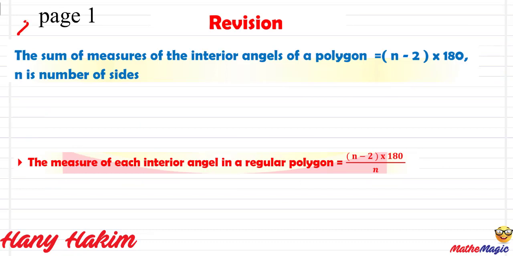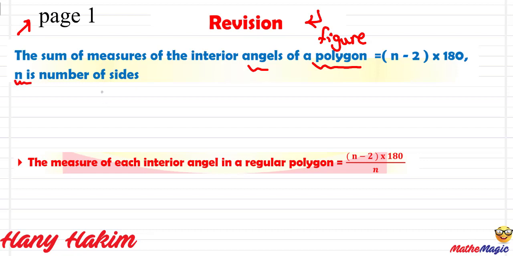And now we are going to move to page 1 in our booklet, page 1 in the geometry part. First, we have to remember very important notes. The first one, the sum of the measures of the interior angles of any polygon, polygon means figure or shape, equals n minus 2 multiplied by 180, where n is the number of sides.